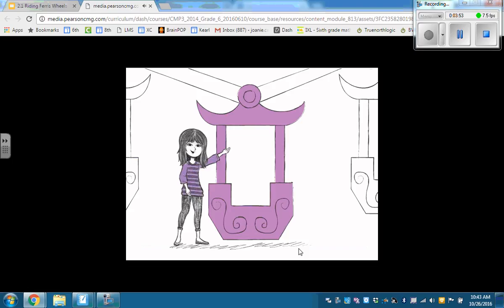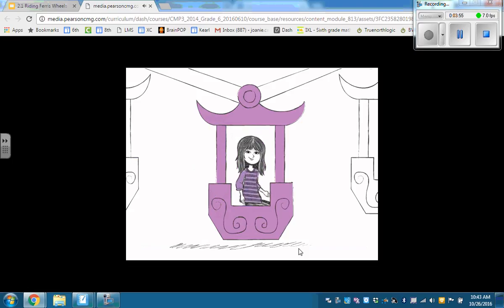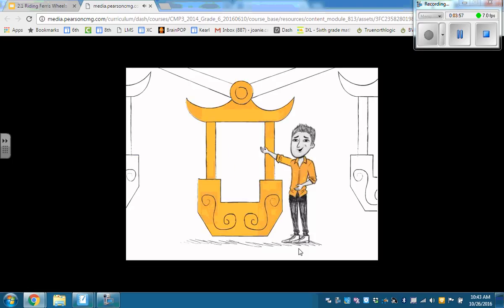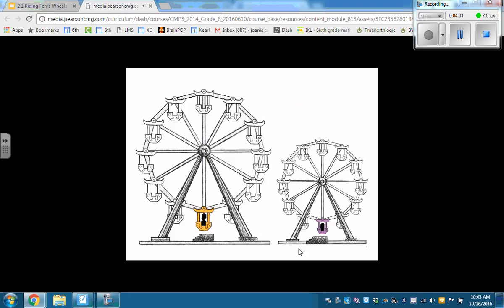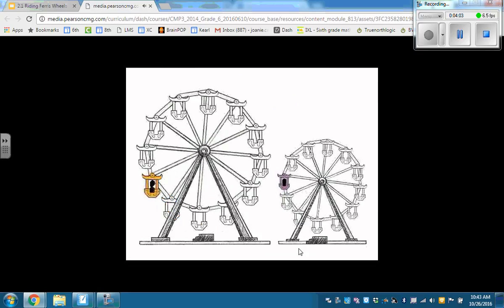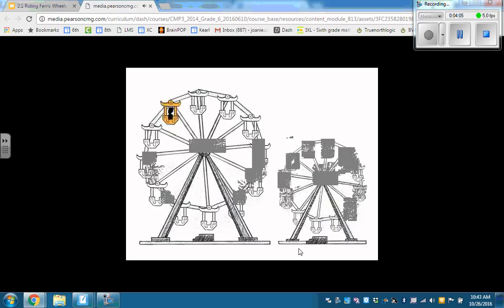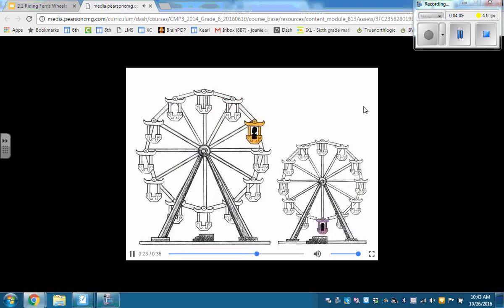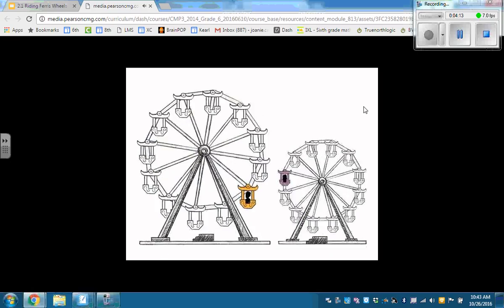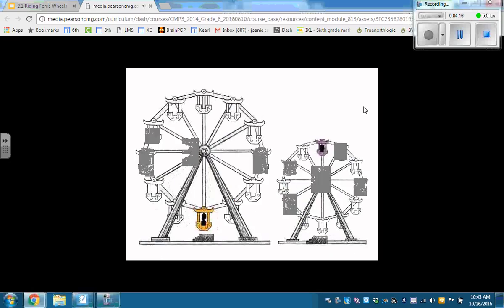I'm going to ride this Ferris wheel. I'm going to try this one. I've done all the way around. Wait, I haven't. Now I've made it back to the start. I'm already back at the top. When will we both be at the bottom at the same time?